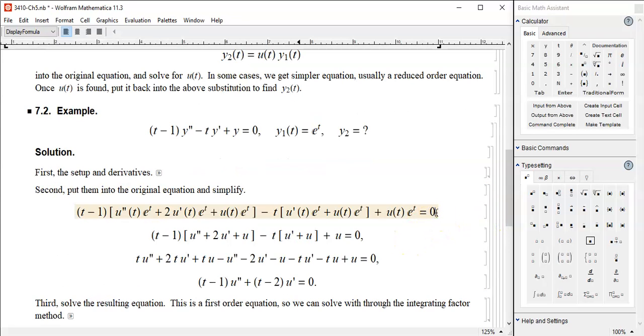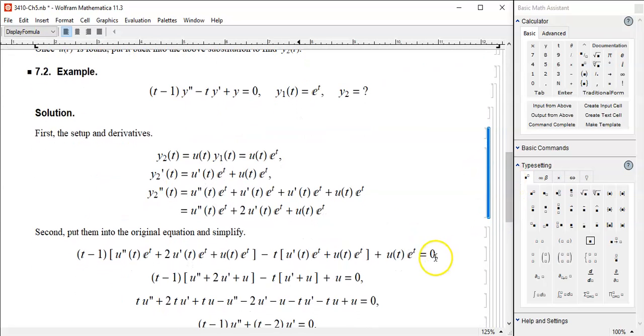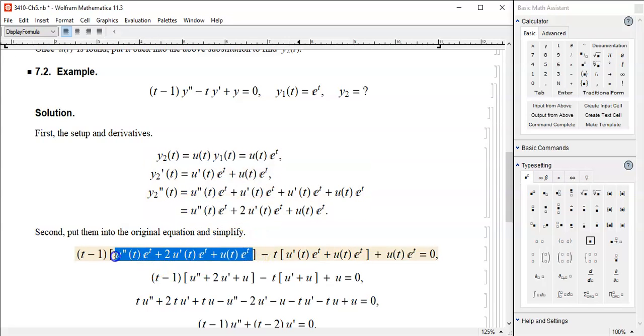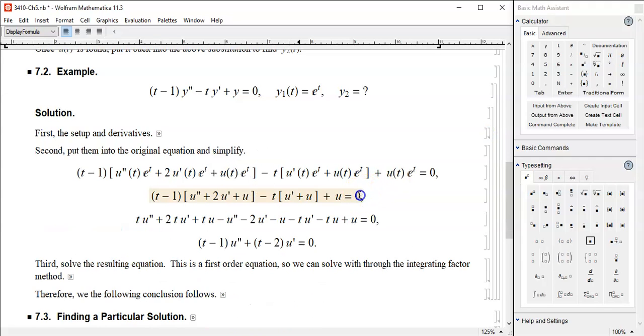Here we go. Maybe I shouldn't have closed those. Yeah, okay, alright. Here we go. Y double prime, that goes here in place of this. Y prime, that goes here in place of this. And then this is just the original function, u times exponential. From here, all exponentials are common, so they all cancel out. And what's left will be this equation.